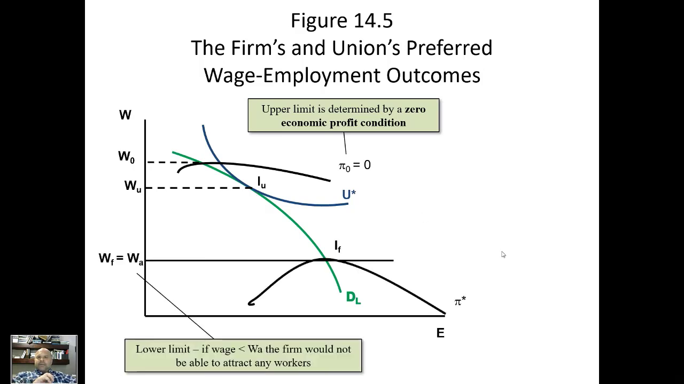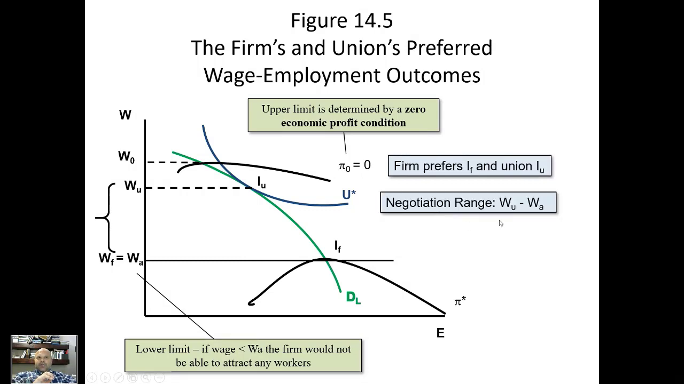Now here, this is where the firm would want to be. They would want to pay just the alternative wage. They don't want to pay anything more than what the workers could get elsewhere. And so this would correspond to this isoprofit curve and this amount of employment. So this is where the firm would want to be. This is the wage the firm would want to pay. This is the wage the union would want to pay. And so this range here is the negotiation range.